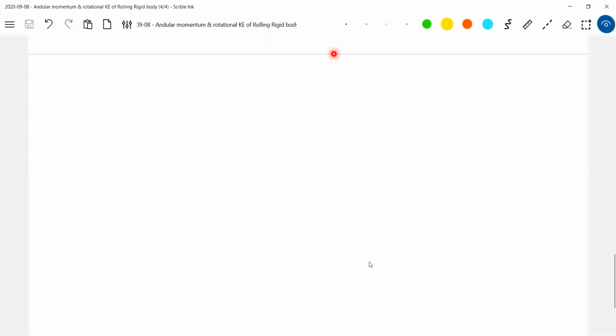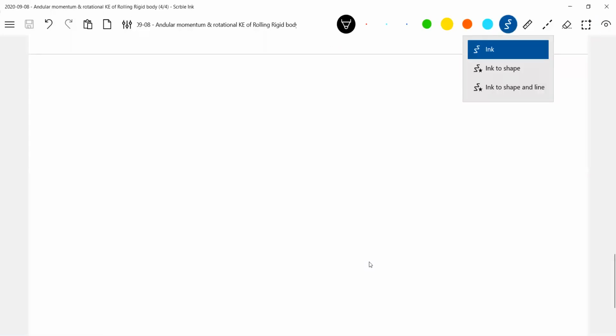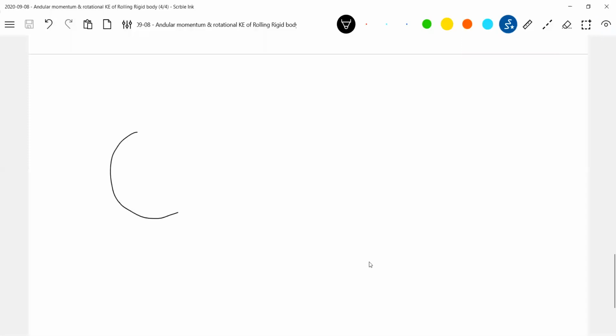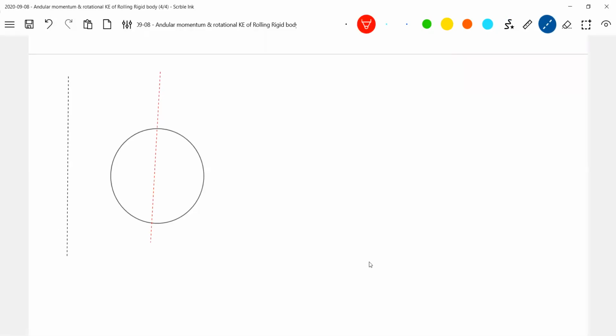So suppose this is a rigid body. Let me take a sphere. And this is the axis. One axis is this one. It's having only rotating motion. This axis passing through, it is rotating about the center of mass like this. This is a solid sphere.